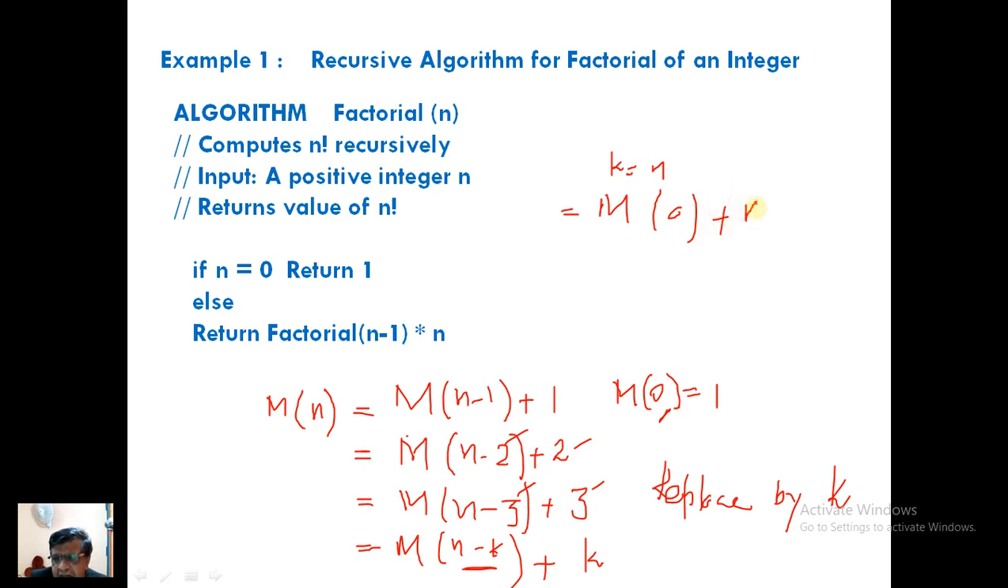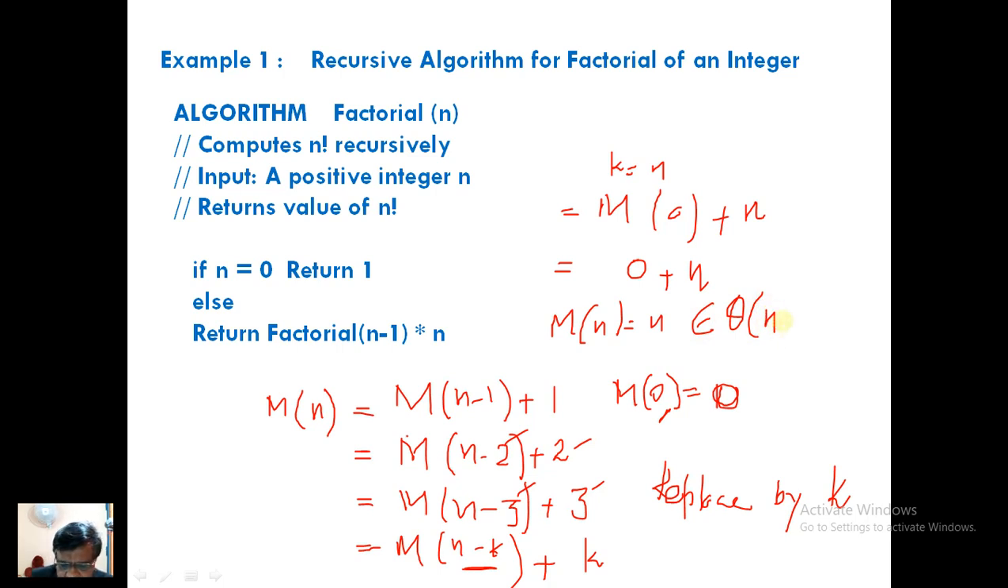Okay, so m of 0 will give us no multiplications as such. If the input is 0, we are not going to multiply, we will directly return the answer. Therefore m of 0 equals 0, and the number of multiplications while finding the factorial of n is simply equal to n, and therefore this belongs to big theta of n.